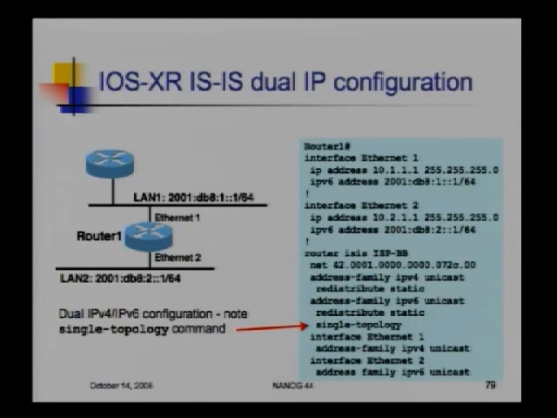So IOS default is to use a single topology. IOS XR's default is to use something called multi-topology, where the v4 topology can be different from the v6 topology. So I have to turn off the default here by doing this single topology command. And then, carrying on with the configuration, we list all the interfaces that we have in the router, and then we specify which address family ISIS is going to run on for each interface.